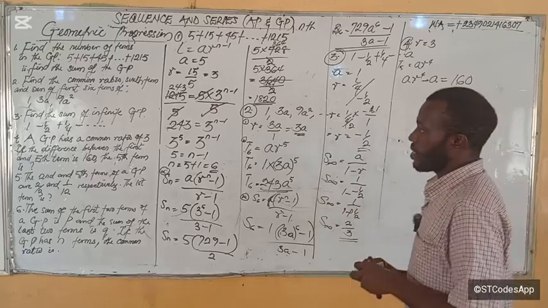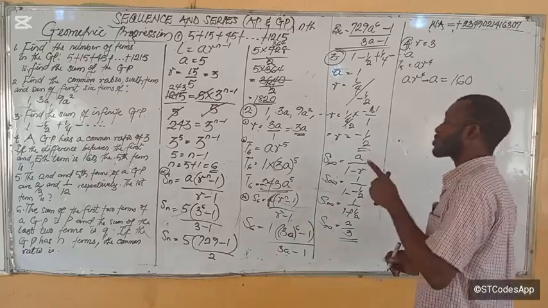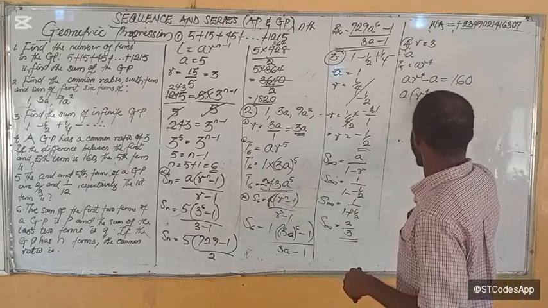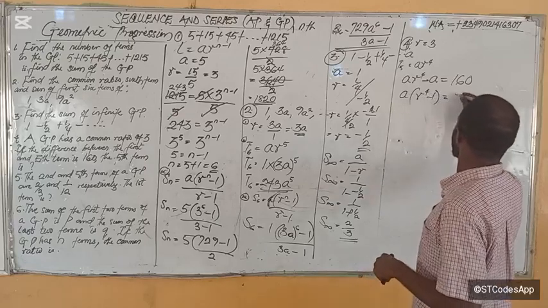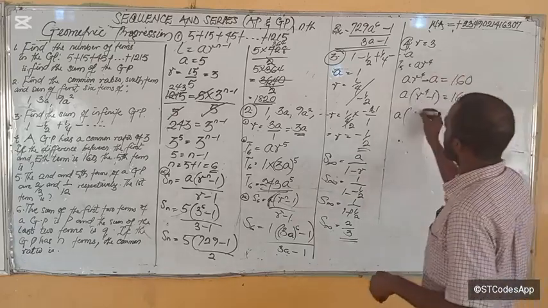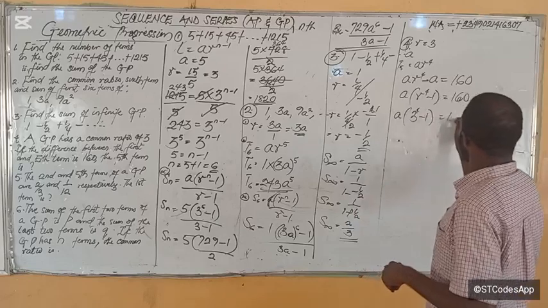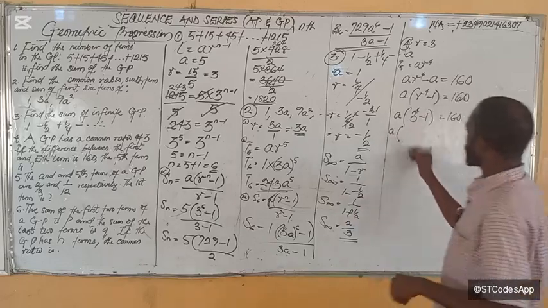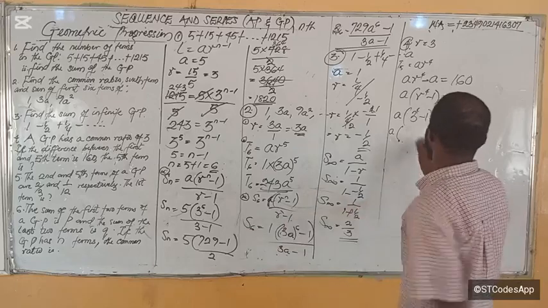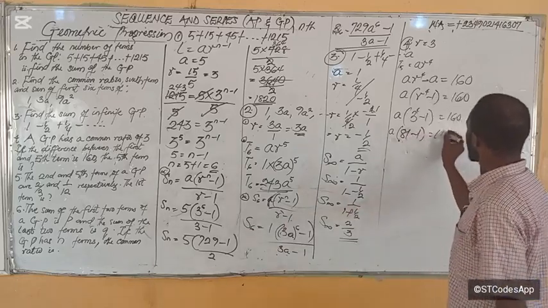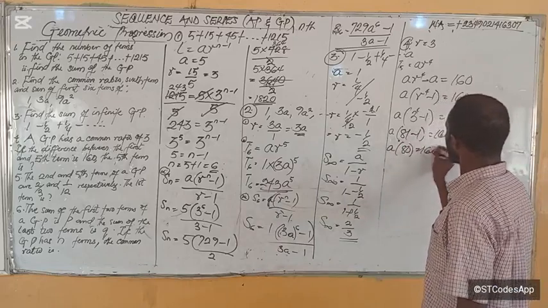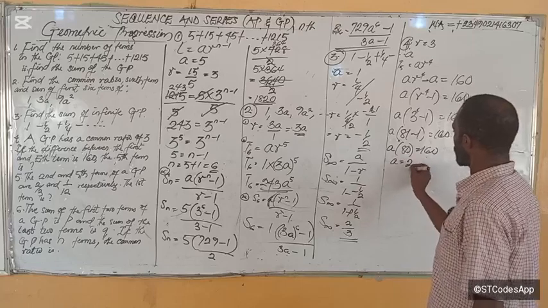Is that clear? Now, I've gotten common ratio to be 3. Then this thing is easy. So it becomes A into bracket R raised to power 4 minus 1 equal to 160. So that becomes A into bracket, what is R? R is already 3. 3 raised to power 4 minus 1 equals 160. So it becomes A into bracket, 3 raised to power 4 is 81 because 3 to the 5 is 243. So that's 81 minus 1 equals 160. So it becomes A into bracket 80 equals 160. Divide that by 80. A equals 2.